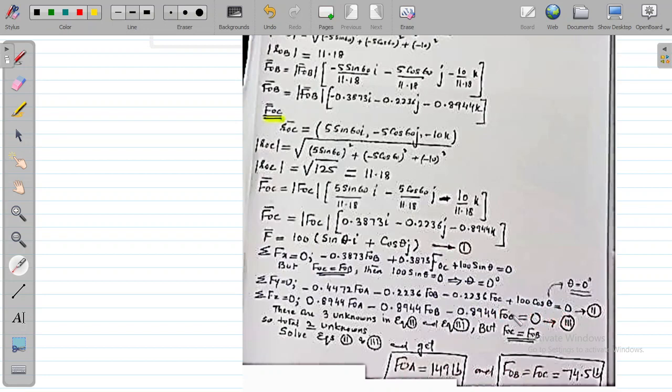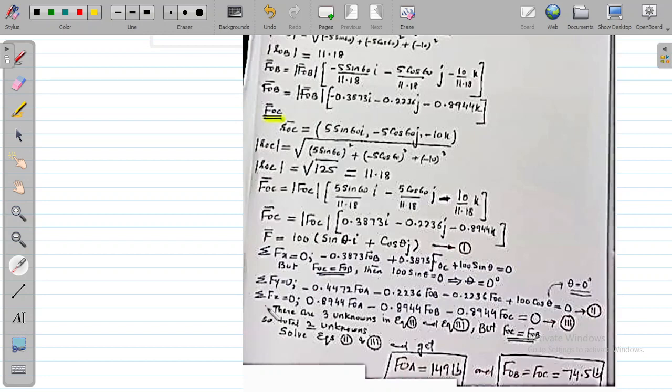Okay, but you know very well that you have just calculated the value of theta equal to 0. So when theta equals 0, what will happen? Cos theta will become 1, so it will become only 100, because cos 0 is 1. So now your equation comes out to be minus 0.4472 FOA, minus 0.2236 FOB, minus 0.2236 FOC, plus 100 equals 0. So this is your equation 2.